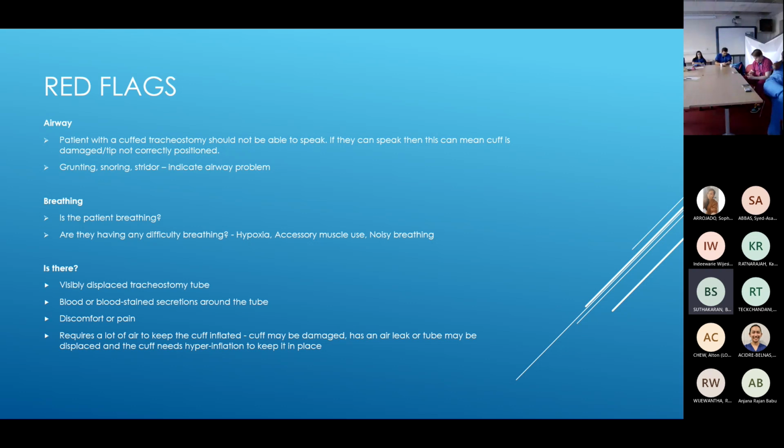And also, is there a lot of pressure, a lot of air that's required to keep the cuff inflated? If you have a damaged cuff, you're going to need more air. And if you have a tube that's displaced, the cuff will need to be hyperinflated to keep the cuff sealed. That would be a red flag too.